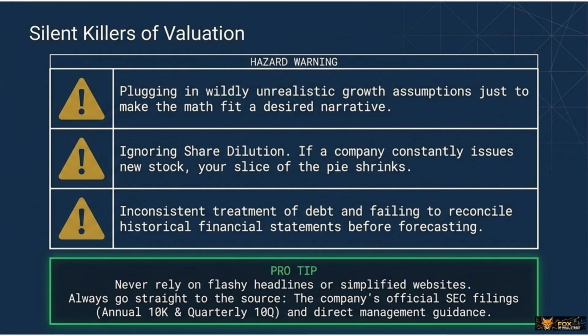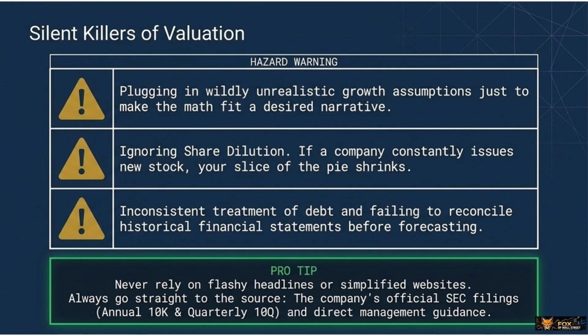I mean, if a company is constantly issuing new stock, your slice of the pie, your per-share value, is going to shrink. Plus, you absolutely must ensure consistent treatment of debt and make sure to correctly reconcile the company's historical financial statements before you ever even start forecasting the future.